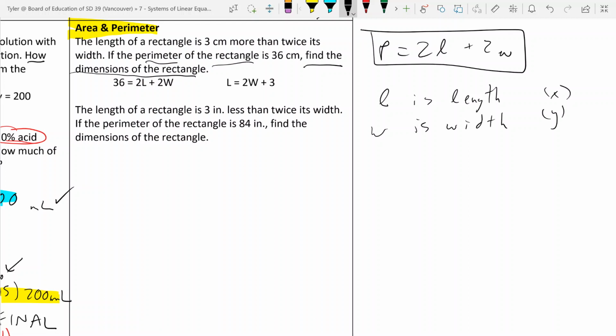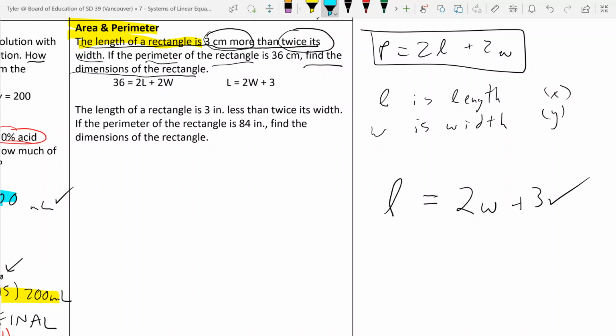Okay. The length of a rectangle is 3 centimeters more than twice its width. Let's break it down, one piece at a time. The length of a rectangle is, so that's equals, right? 3 centimeters more than twice its width. So twice its width would be 2W, and its 3 centimeters more is plus 3. So that's my first equation.